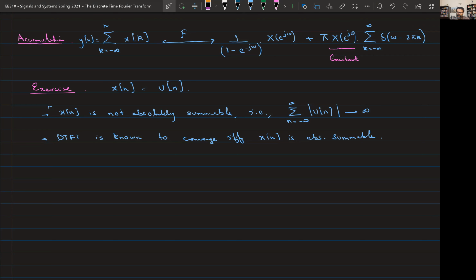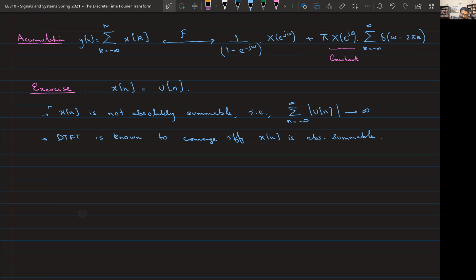Okay, so with u of n, which signal is related to it through the first difference property? Delta. Delta, excellent. So the first difference of the unit step is delta.